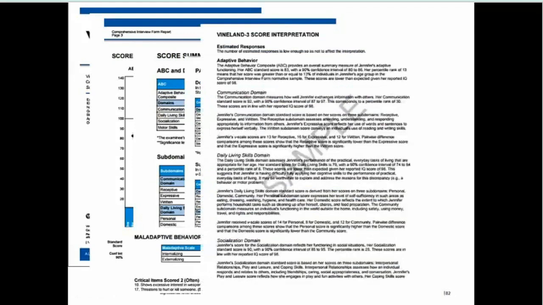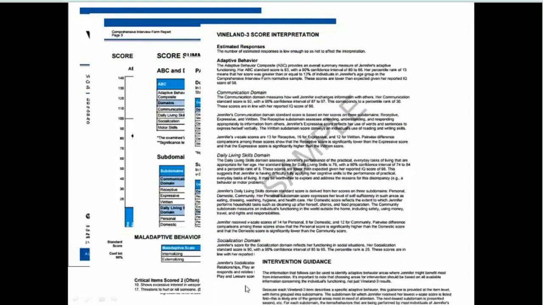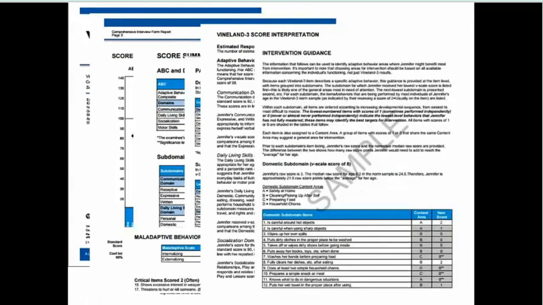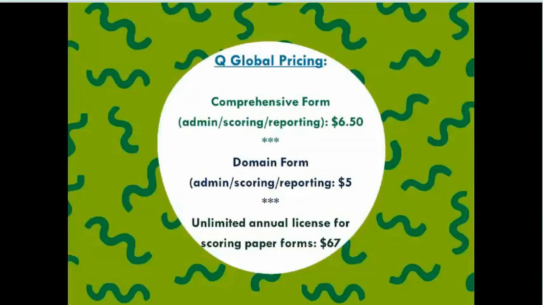There's also a summary of how many items have been estimated, and then a narrative report as well, describing all of the different areas assessed on the Vineland 3. If each individual response has been put into the computer, Q Global can then generate for you an intervention guidance report. Q Global pricing can be seen here.